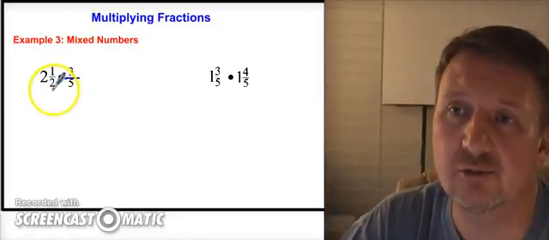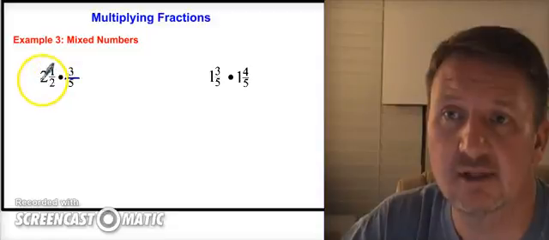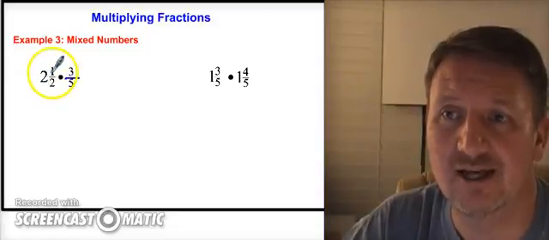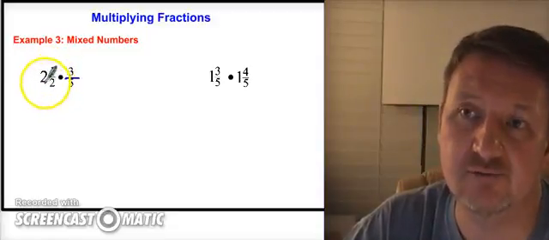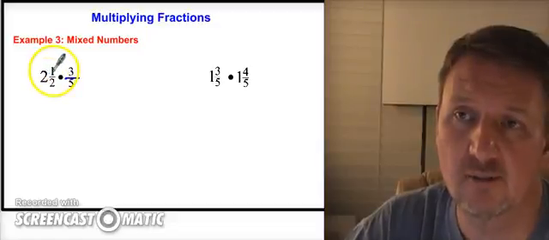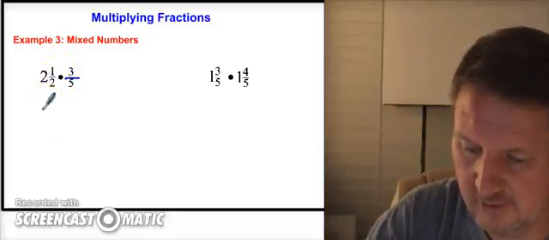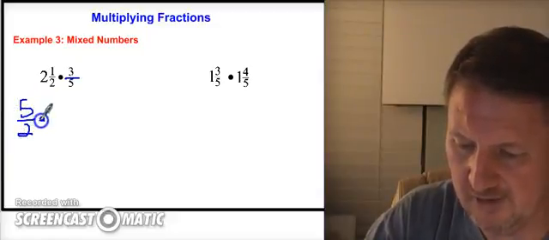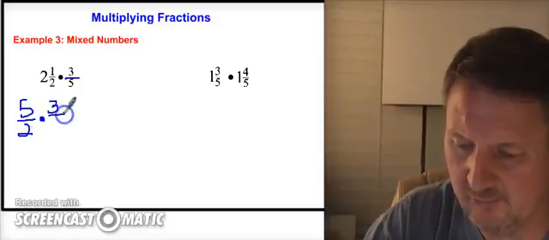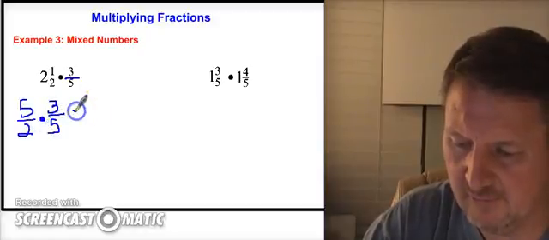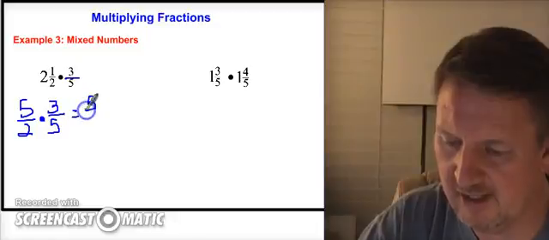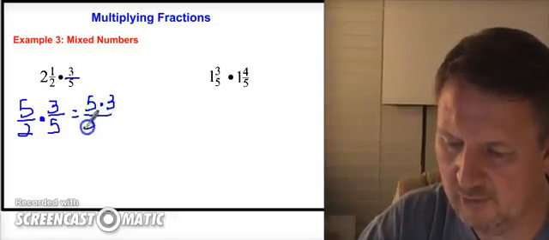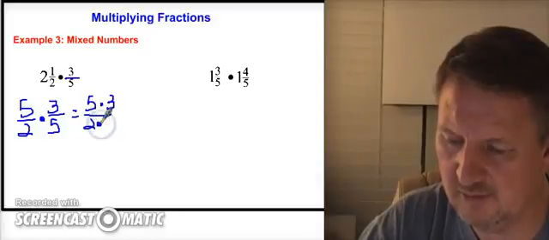And to do that, you multiply your denominator times your whole number, and then you add your numerator. So in this case, we have 2 times 2 is 4. Plus 1 is 5. So I have 5 over 2, and I multiply that times 3 over 5. All right, so we rewrite it 5 times 3 over 2 times 5.